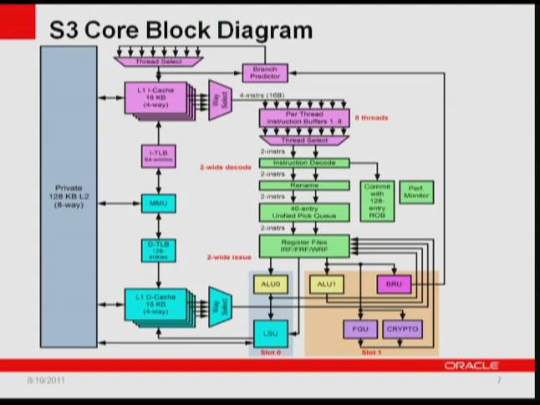This is a block diagram of the S3 core. And I'm going to pretty much walk you through it to give you an overview of the core. So each cycle, the fetch unit chooses 1 out of 8 threads to fetch from the iCache and it uses the least recently fetched algorithm. It takes 3 cycles to fetch instructions from the cache, and up to 4 instructions can be fetched each cycle and written into the instruction buffers.